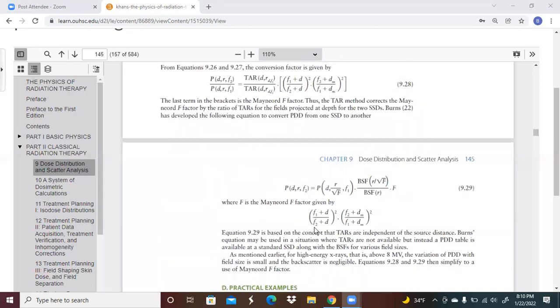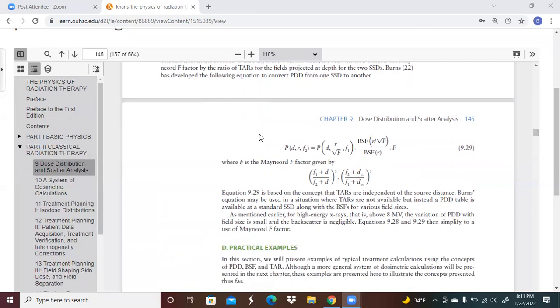And then as we go through, the TAR method is going to correct the Mayneord F factor by the ratio of the TARs for the fields projected at the two SSDs. So to convert one to the other, there's this particular formula. There's also the Mayneord factor here. So again, this is another method by which you can convert one PDD to another.